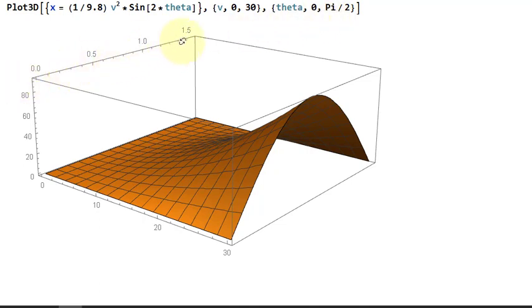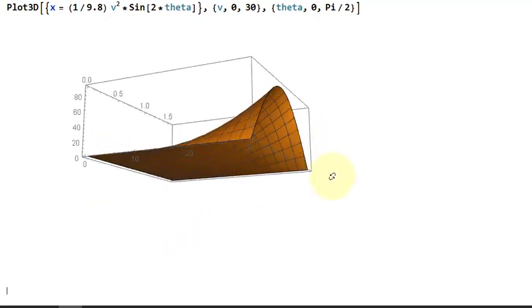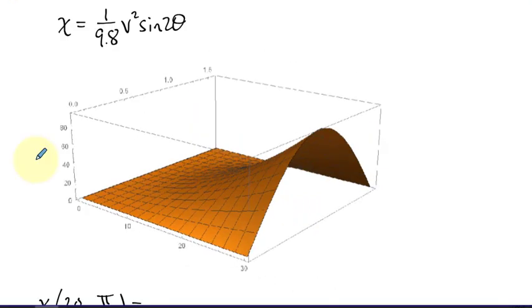So here's the 0 to pi over 2. Pi over 2 is about 1.57, right about here. And horizontal range is this vertical scale in the graph, and then the speed is from 0 to 30. So this is the image that we get for that surface. So that's it. That's the function that x is the horizontal range, v is the initial speed, theta is the initial launch angle, and this is a surface that represents this function of 2 variables.